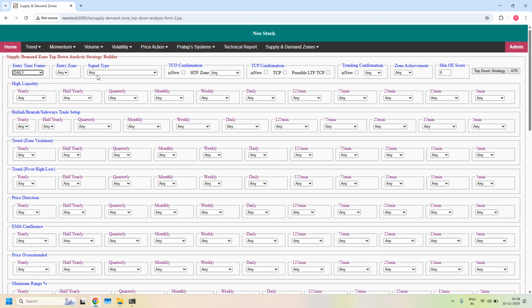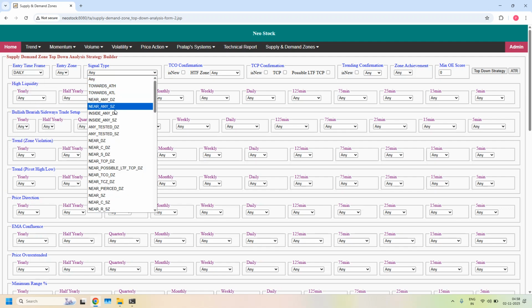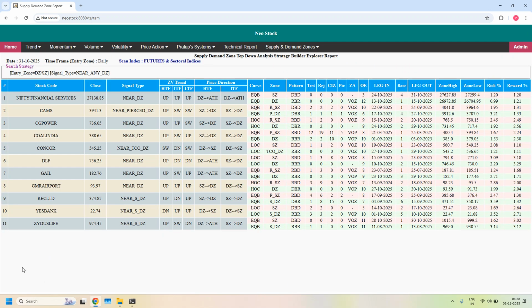First, daily time frame, stocks near to the daily demand zone. We got 11 stocks. Let us identify daily high liquidity demand zones from this list. REC Limited is having a daily high liquidity zone. Next, Yes Bank is having a daily high liquidity demand zone. Next, Zydus Life is having a daily high liquidity demand zone. So total 3 daily high liquidity demand zones we identified from this list.